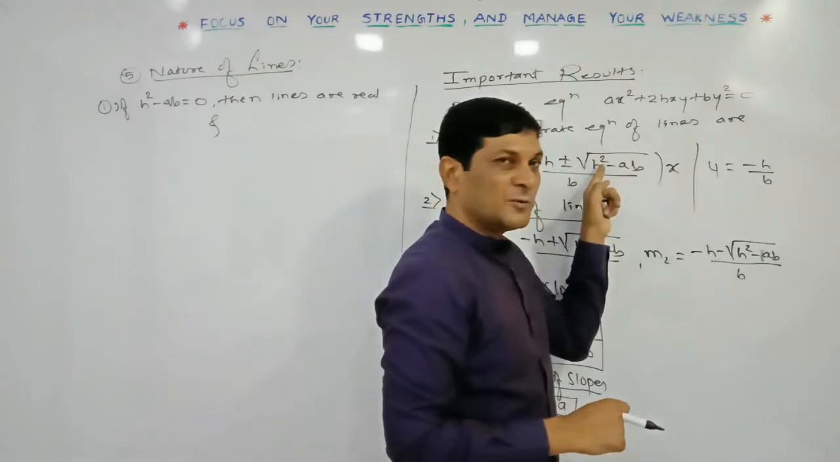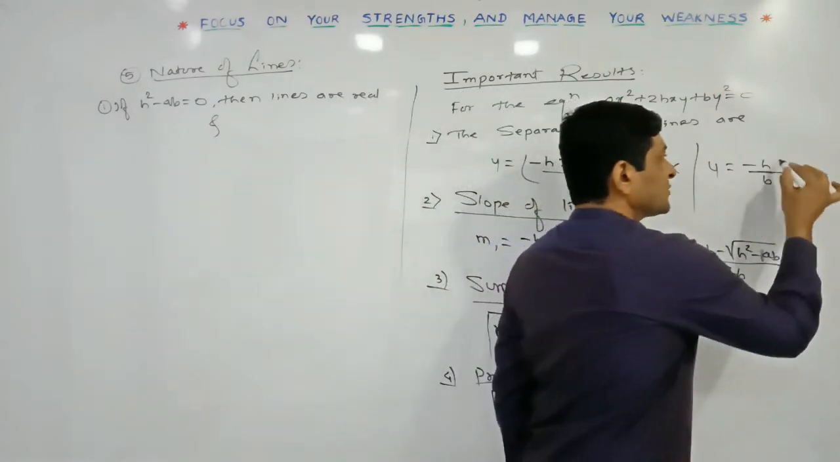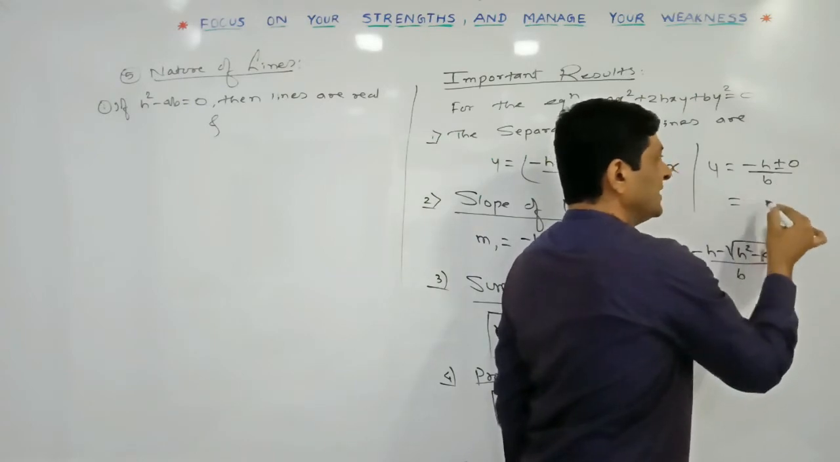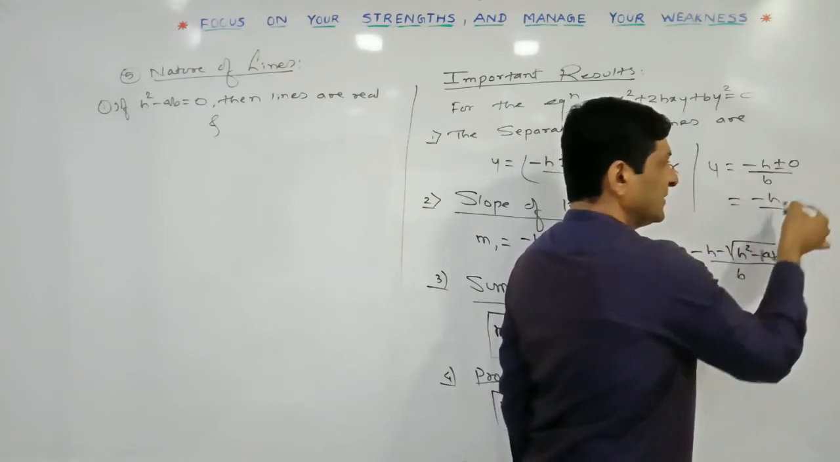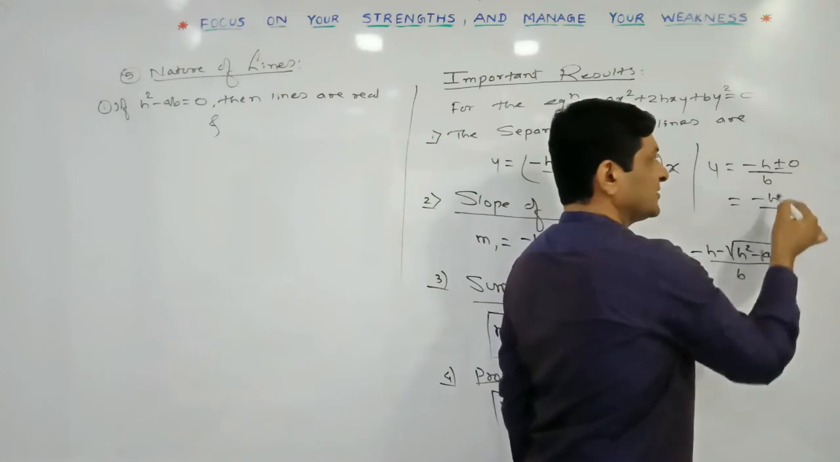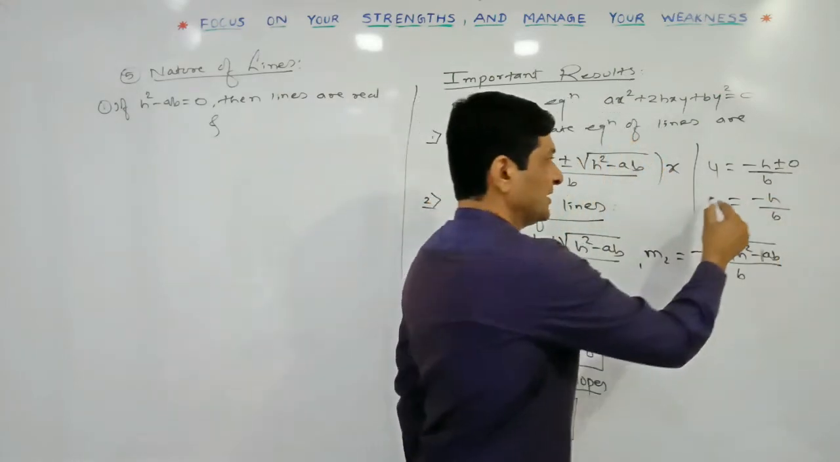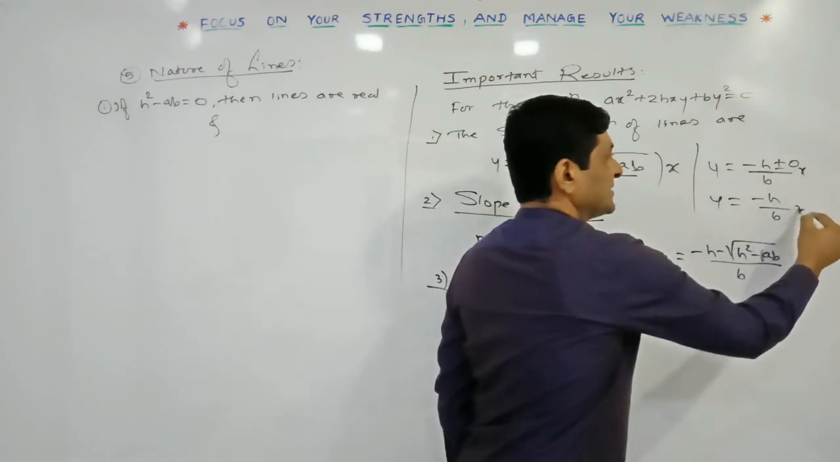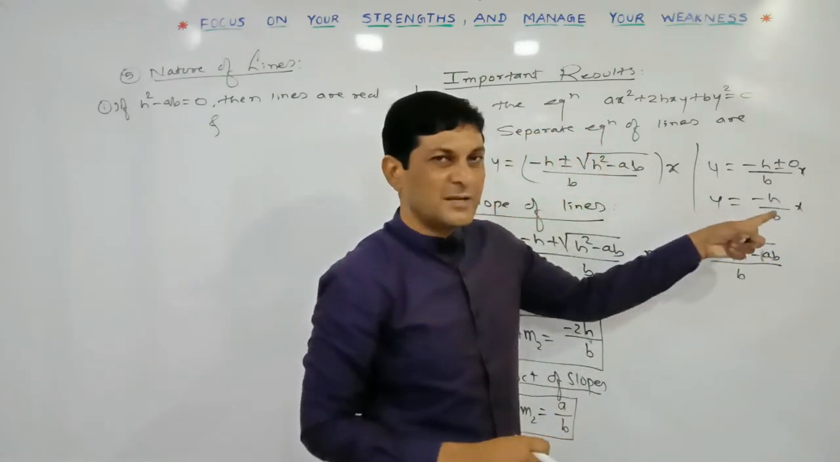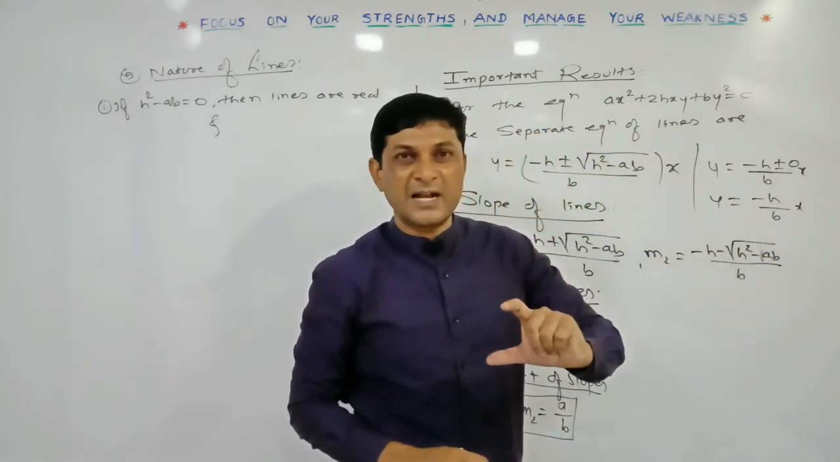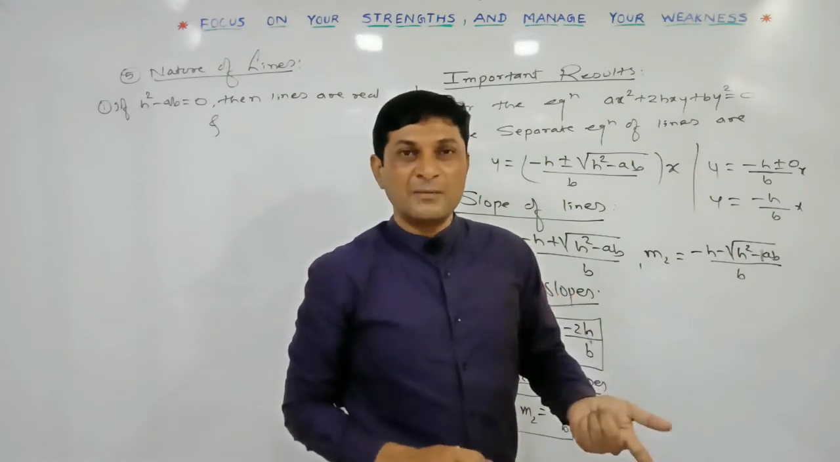Means in both cases, either plus or minus, here h square minus ab is 0, means its square root is also 0. So here we will get plus or minus 0. So minus h plus 0 is also minus h, minus h minus 0 is also minus h. Means in both cases we are getting the same equation, isn't it? Keep this x as it is. In both cases we are getting the same equation, means we can say that lines are real but coincident.